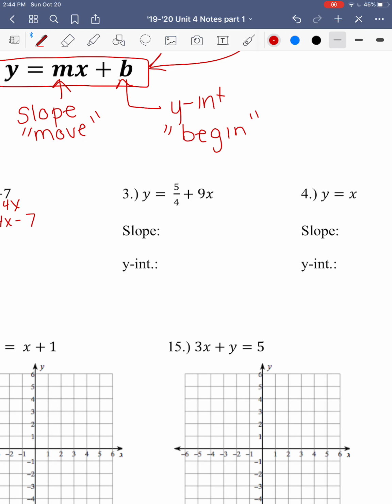In number three, they're just hoping to trick you because typically the fraction is with the x, but notice how this fraction doesn't have x. And so what you might want to do is just rewrite it so it's at the end. So my equation is really y equals 9x plus 5/4. So that means my slope is 9 and my y-intercept is 5/4.